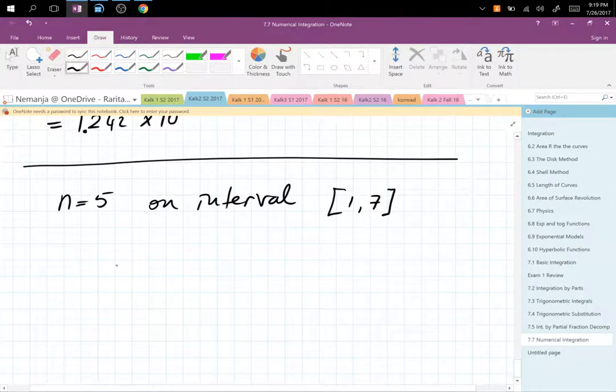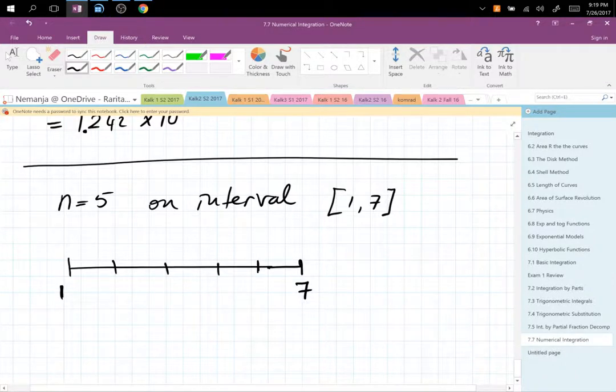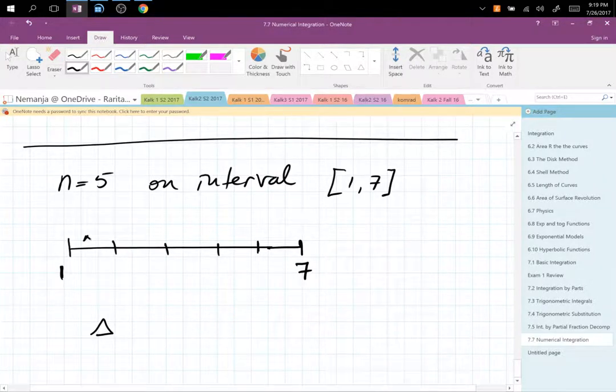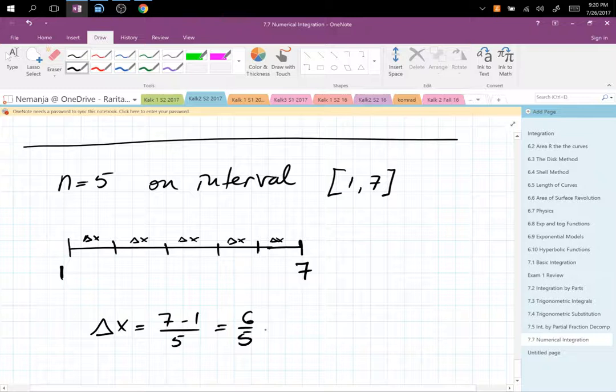Draw, all right? You're going to have one, two, three, four, 5. So here they are, 5 partitions. We know that the first one has to be 1 and the last one has to be 7. The question is, what are the other numbers here? Well, each one of these is delta x. That should be common sense by now. So delta x is 7 minus 1 over 5, which is 6/5. So each one of these is 6/5.